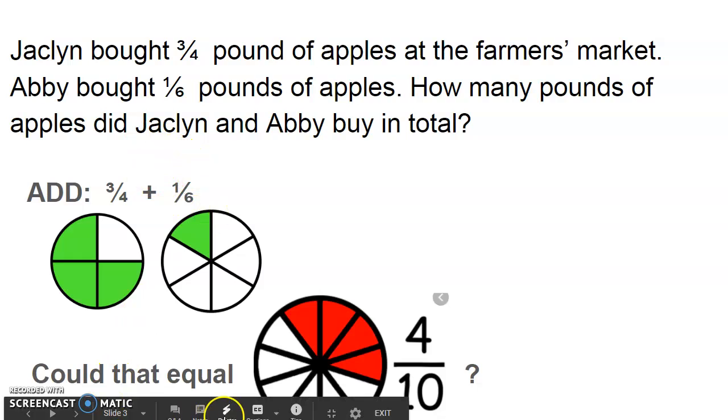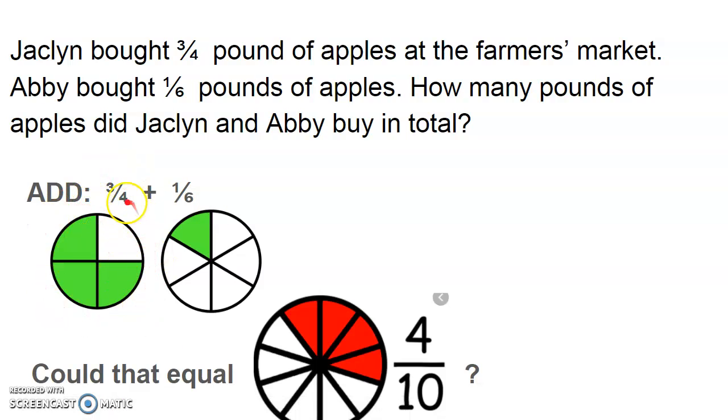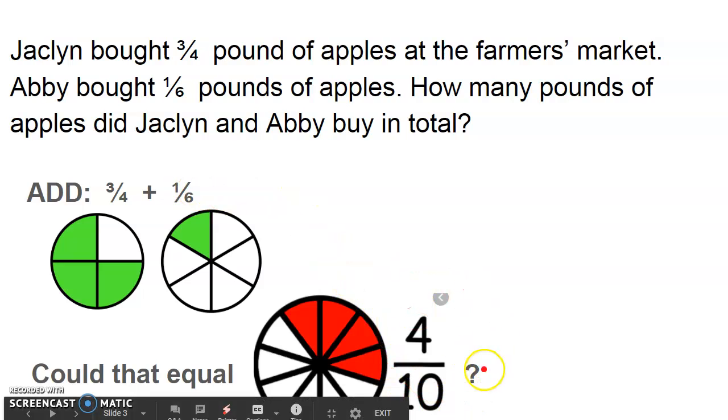Now, you all know that 3/4 is more than a half, right? And here's 1/6, this little piece. How can we add 3/4 plus 1/6? Does it make sense to just add our numerators and denominators? Could that equal 4/10, which is less than half?